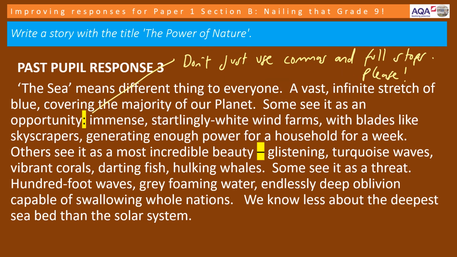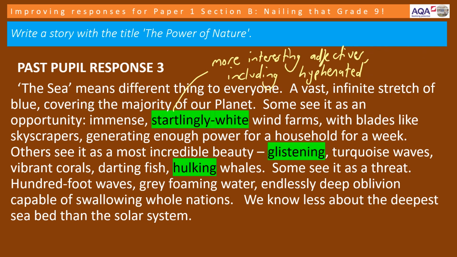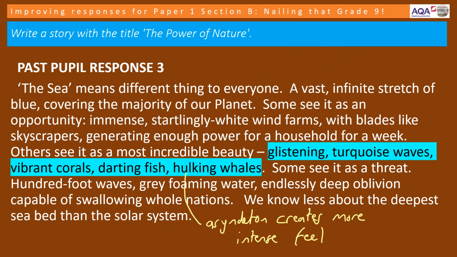We have the broader range of punctuation with the colon and the dash. There's also some more interesting vocabulary: startlingly white, glistening waves, hulking whales. The asyndeton, list separated by commas without any conjunction such as and, creates a more intense, fast-paced effect, which I also like. So is this response on track for a grade 9? Could it be improved at all?